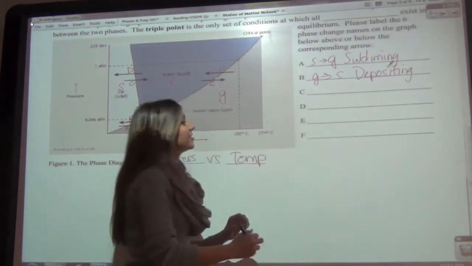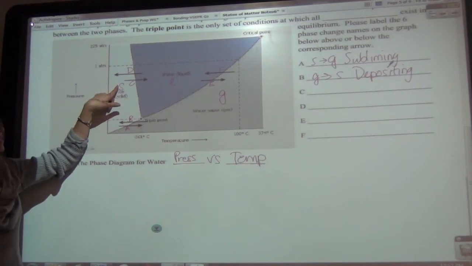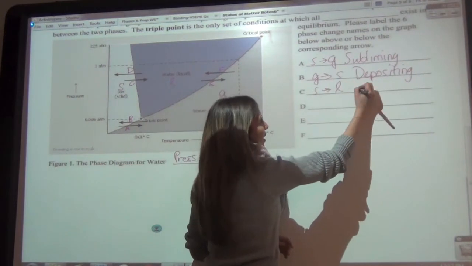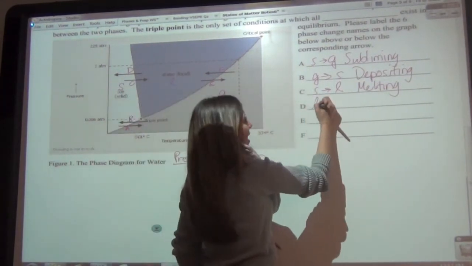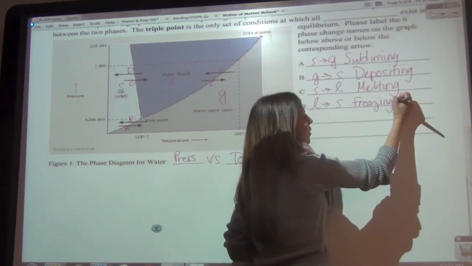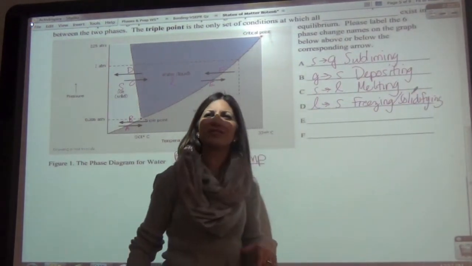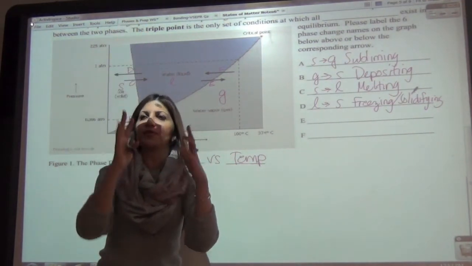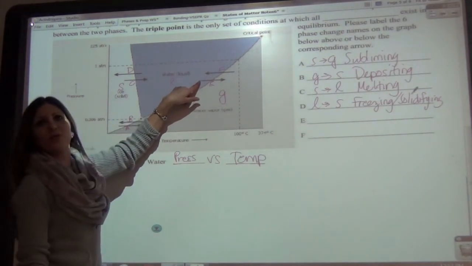Very good. Now we're starting at a solid and going to a liquid. What do you call solid to liquid? We all know this. Melting. Very good. And then going back the other way is liquid back to solid. What do you call that? Freezing. Very good. They'll also call it solidifying. They may call it crystallizing, but crystallizing is typically when you evaporate water off and you're left with the solid behind.